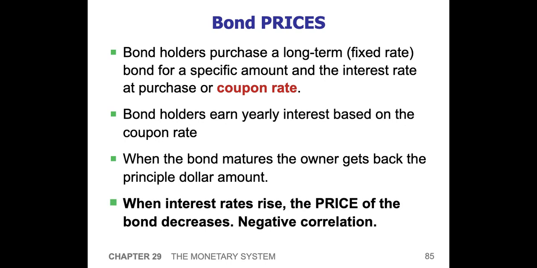So as interest rates rise, people selling off bonds early are going to see their bond prices drop because nobody wants to buy it. You will have to sell it for much less than it's worth. Therefore, bond prices and interest rates have negative correlations.